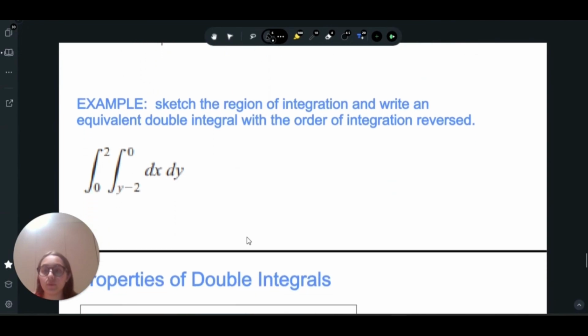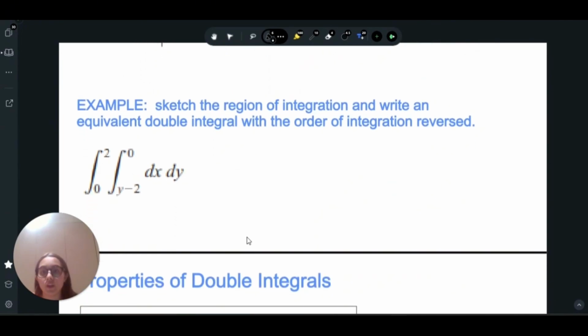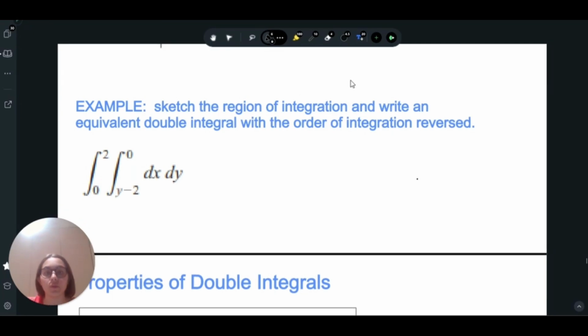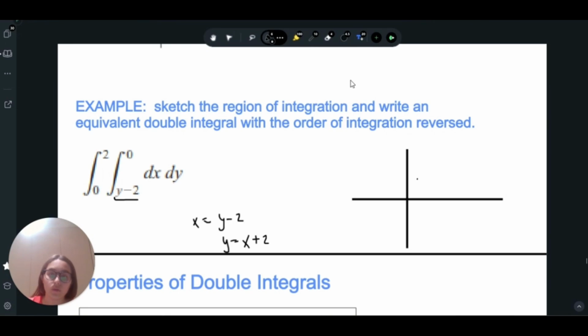Okay, and this is an example that I will solve for you. I should sketch the region of integration and write an equivalent double integral with the order of integration reversed. So let's first sketch the graph. So x equals y minus 2. We can rewrite this as y equals x plus 2. Okay, so this looks like this.